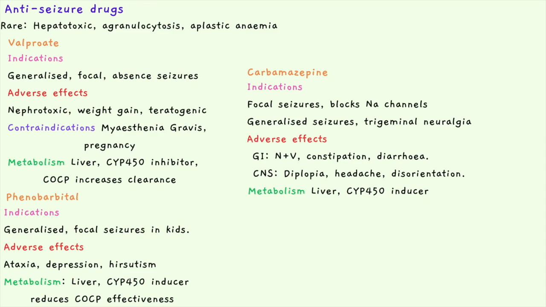Adverse effects, so you have gastrointestinal effects, nausea and vomiting, constipation, as well as diarrhea, as well as neurological effects. So diplopia, that's normally your first side effect. You can have headache, you can have disorientation. Again, metabolized by the liver, hepatotoxic, as well as CYP450 inducer. Now we're going to talk about how to reduce those side effects later in counseling.